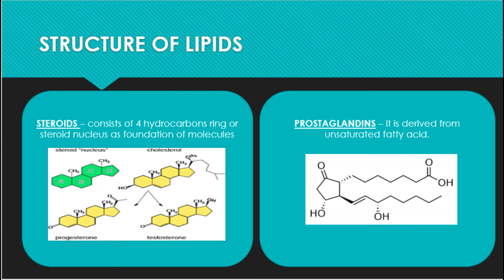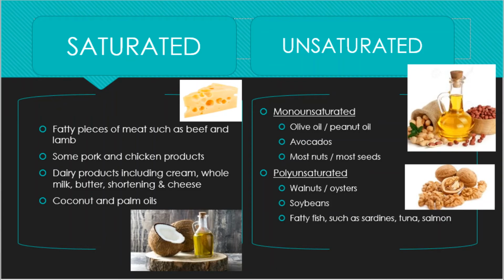Now let us see the next block, which is prostaglandin. It is derived from unsaturated fatty acid. So here is the structure of the prostaglandin. Earlier, I mentioned saturated and unsaturated. So here I will explain more about this point.